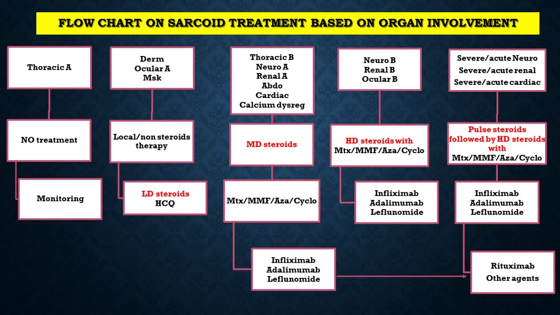And if you have severe or acute neuro renal involvement, you need to pulse and then follow up with high dose with a second line. And in each of these, if it doesn't work, you need to go to the next stage, which is low dose steroids here. Methotrexate is the most studied steroid sparing, second line agent in sarcoid across all organ involvement. So that's probably the preferred drug of choice.